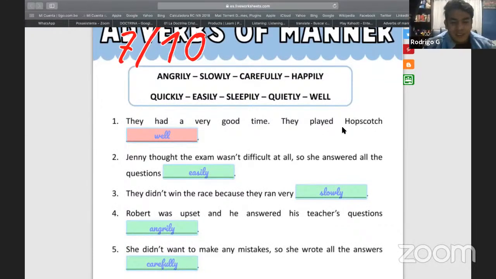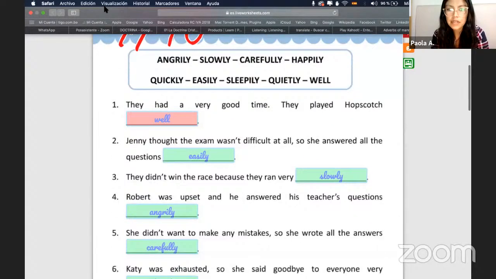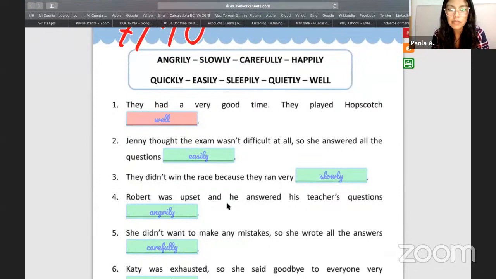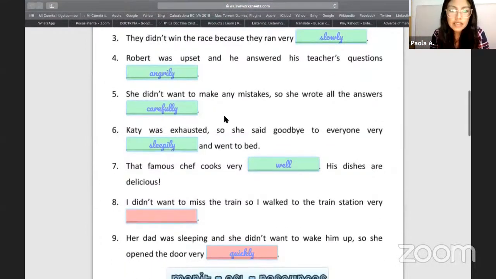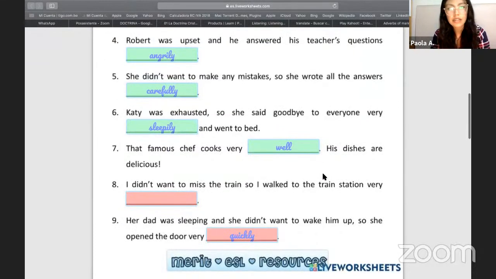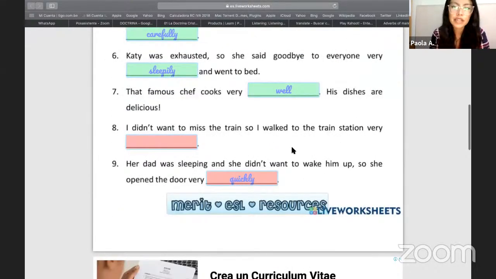Number 2, you have correct. Easily, slowly, angrily, it's correct. Carefully, sleepily. Can you go down, please? Number 8 was quickly. Number 9 was quietly and quickly was number 8.